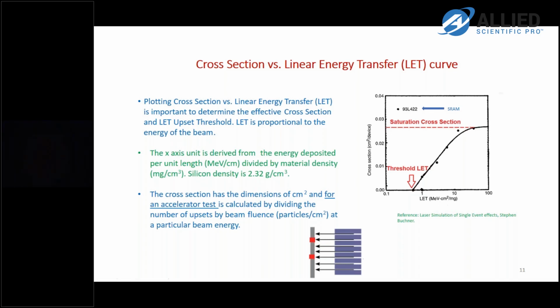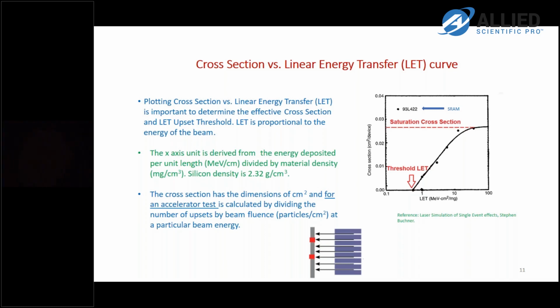It's because the x-axis unit is derived from the energy deposited per unit length. So mega electron volts is the energy of the particle, and centimeter is unit length. And then you divide that by the material density in the units of milligrams per centimeter cube. So centimeter will cancel out, and this centimeter square comes in the numerator. So that's how you get the mega electron volts centimeter square per milligram, which defines the energy that has been deposited by the particle.